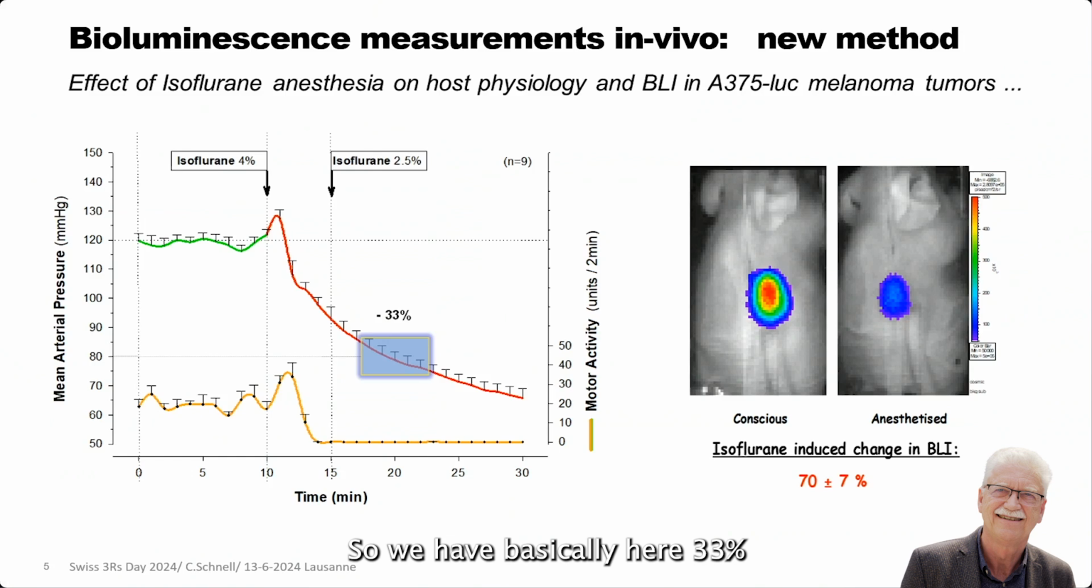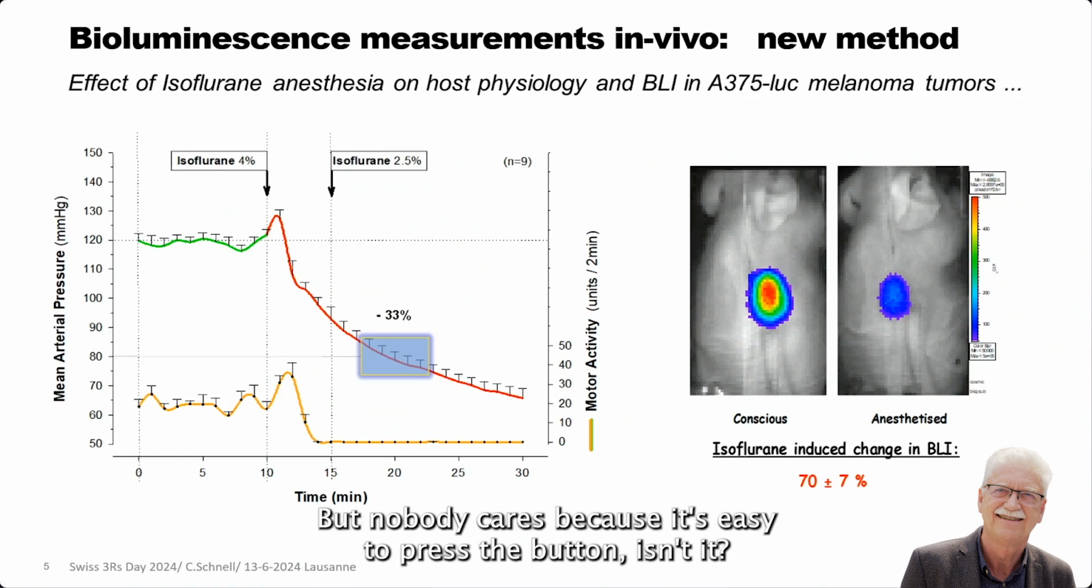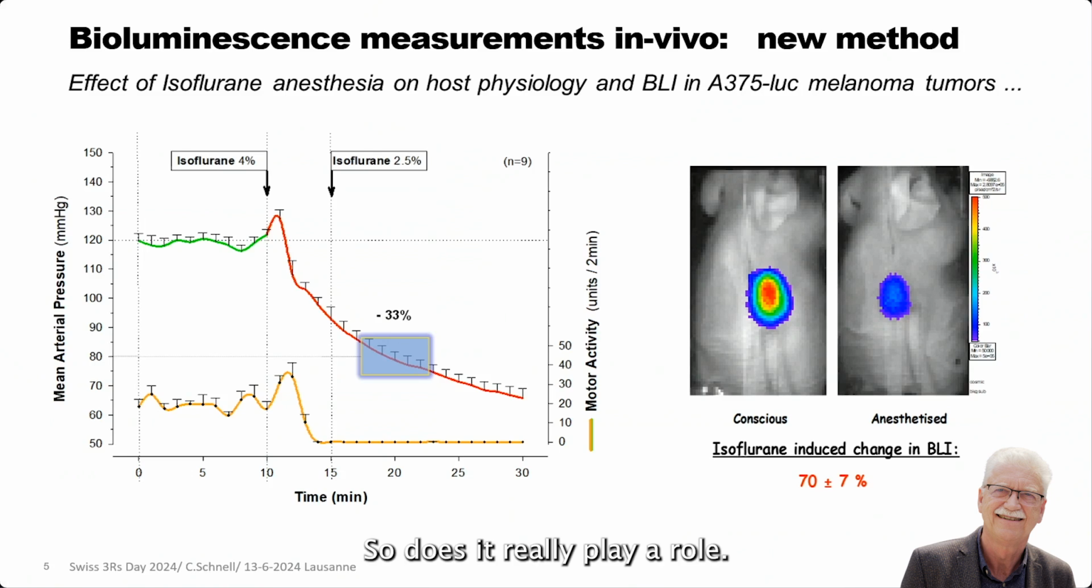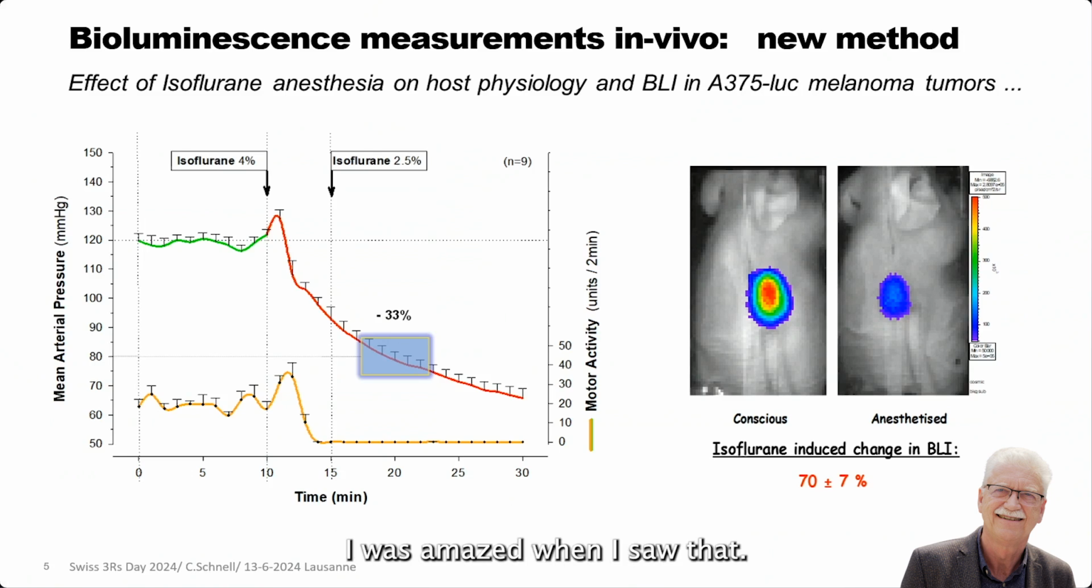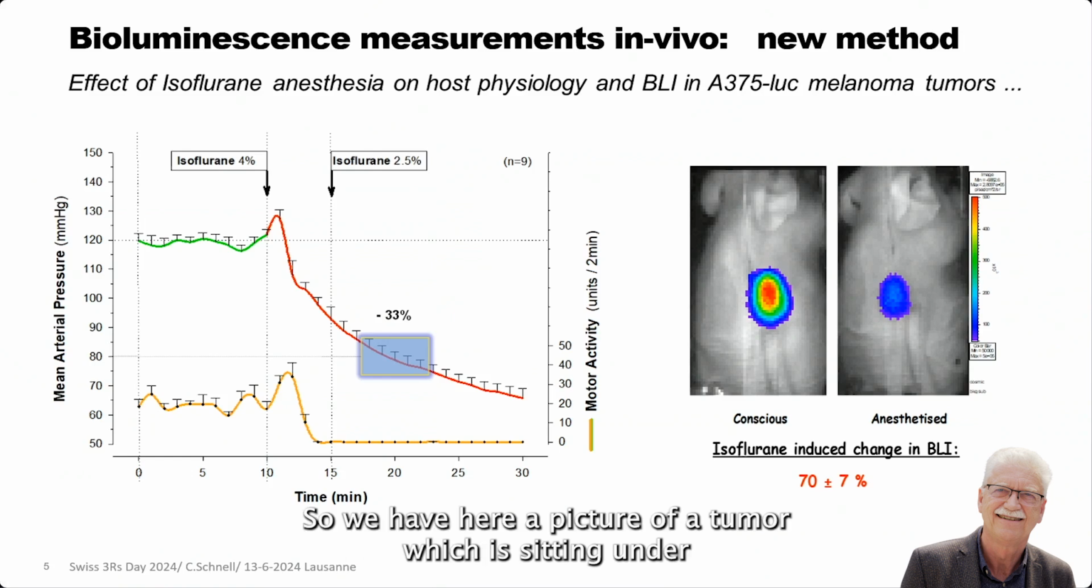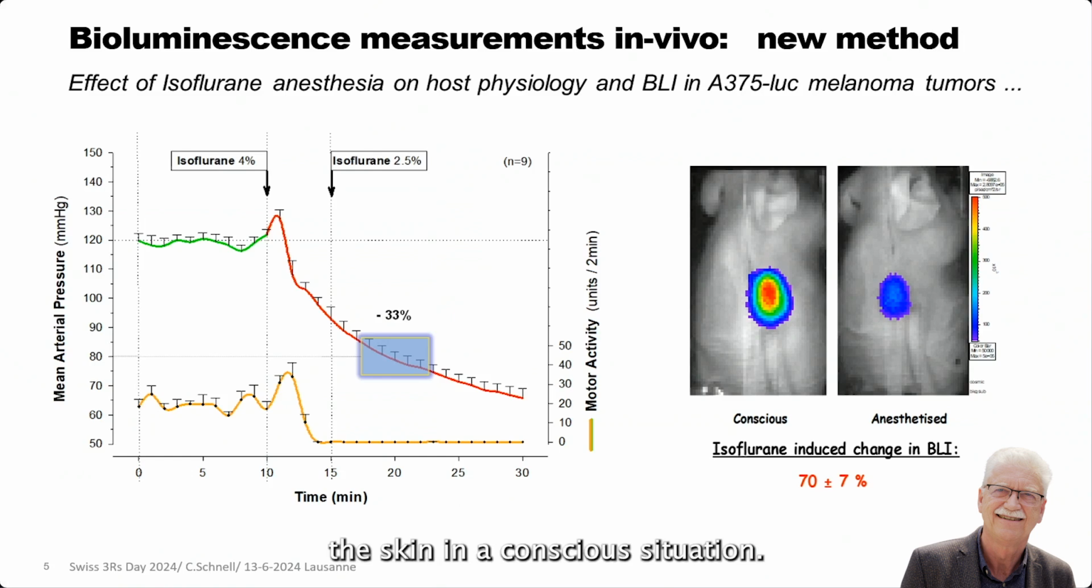So we have basically here a 33% decrease in blood pressure due to anesthesia. And this is not a surprise. This is just normal physiology, but nobody cares because it's easy to press the button, isn't it? So does it really play a role? And I think what you can see on the right is really astonishing. I was amazed when I saw that. So we have here a picture of a tumor which is sitting under the skin in a conscious situation.